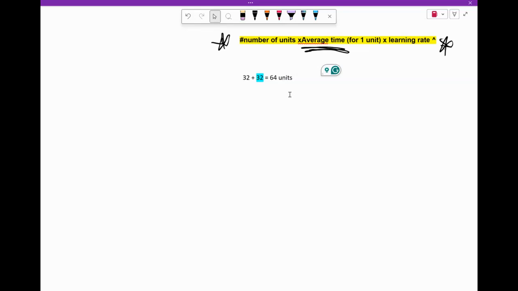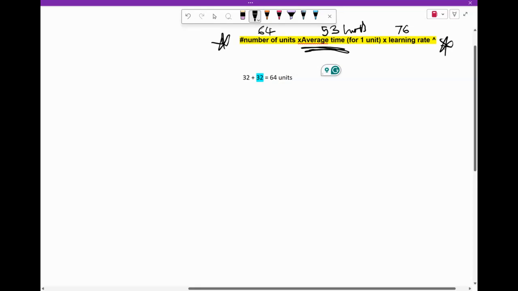In the second sentence, they said the first unit requires 53 direct labor hours. So we have this. It's going to be your 53 hours because that's the average time for the first unit, isn't it? The learning rate we also have. They gave us 76. And the number of units, we want to get 64 because it's the second order of 32.